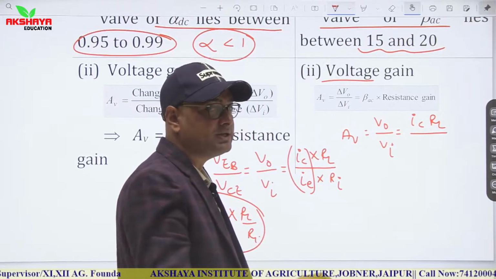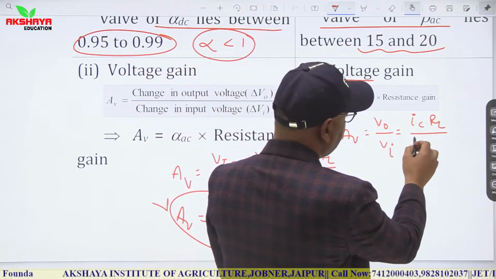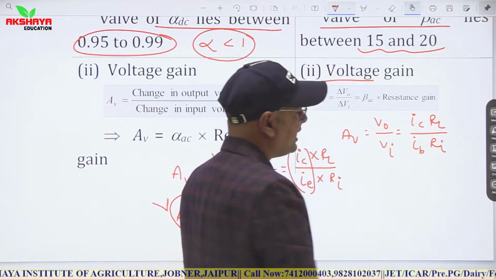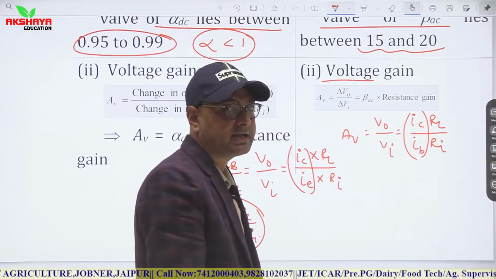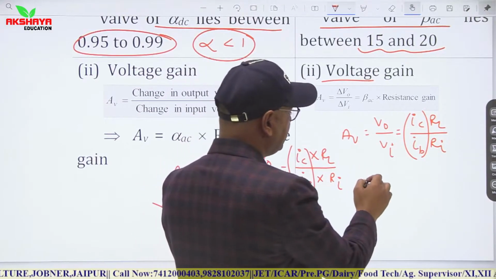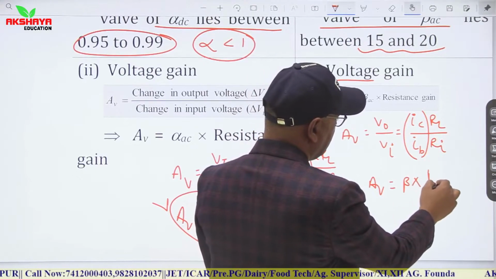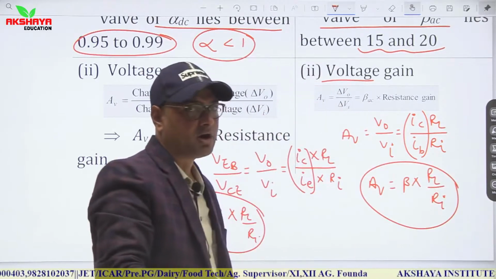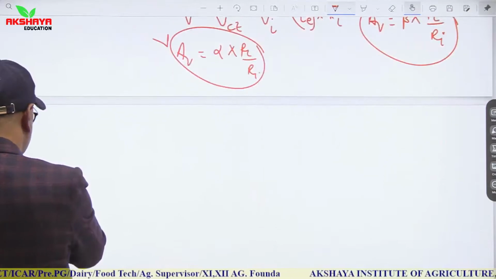Base voltage is due to base current, so here in common emitter input is base current, which is IB, and input resistance is, let us say, RI. So IC upon IB is again current gain, which is represented by beta. So AV is equal to beta into RL upon RI. So this way we talk about current gain and voltage gain in CB and CE configuration.